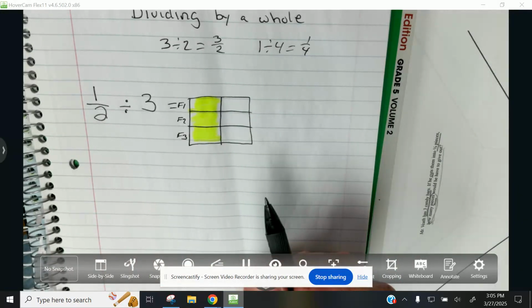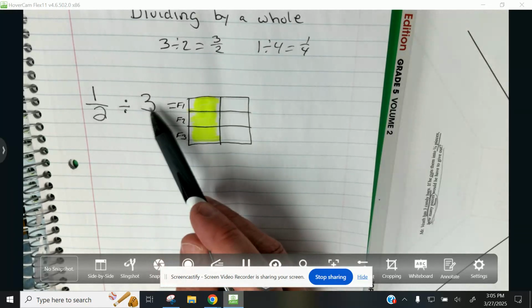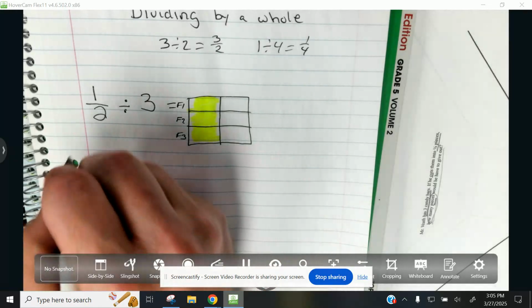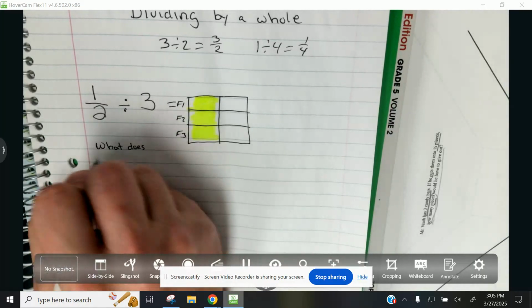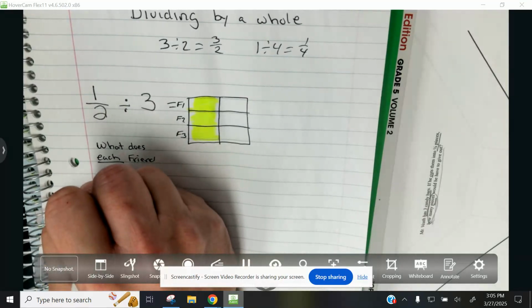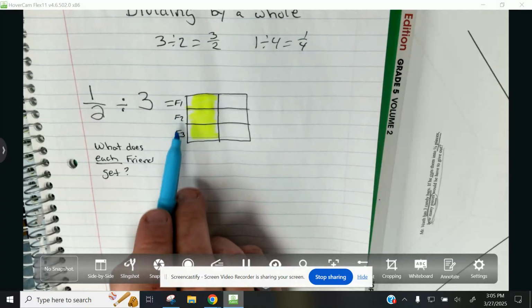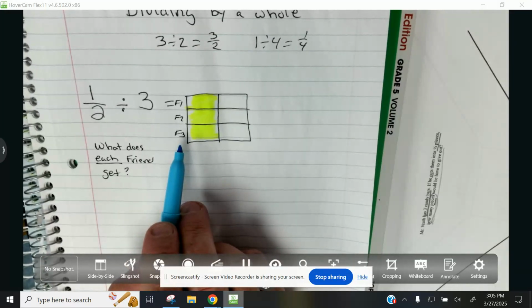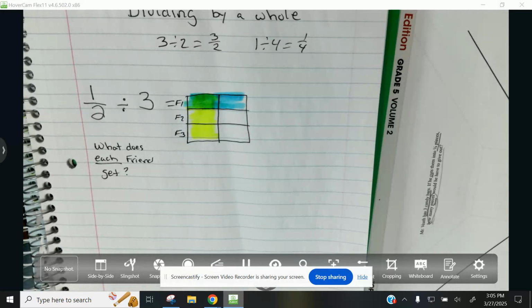Okay, so if you have 1/2 divided by 3, your question is going to be, what does each, there's that word, friend get? So what does each friend get? Okay, well, if you look, I'm going to focus on, let's just pick friend 1, because no matter if I pick friend 2 or friend 3, just like earlier this week, it doesn't matter. It's all the same. So let's pick friend 1. This is what friend 1 gets right here. Okay, so what does friend 1 get?